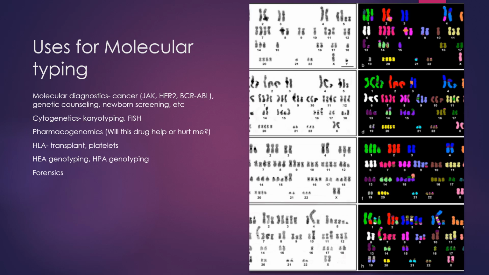Pharmacogenomics is a growing field that can help doctors know if a drug will help you or hurt you. And then we also use molecular testing in HLA and transplant and platelet testing. And we use RBC and HPA genotyping and blood banking. And then, of course, forensics uses DNA testing as well.